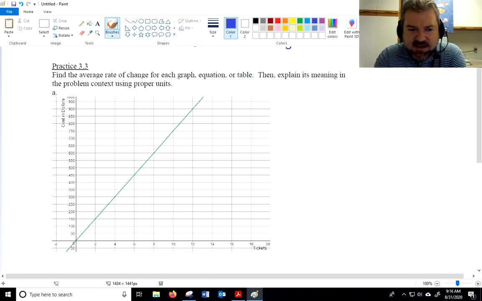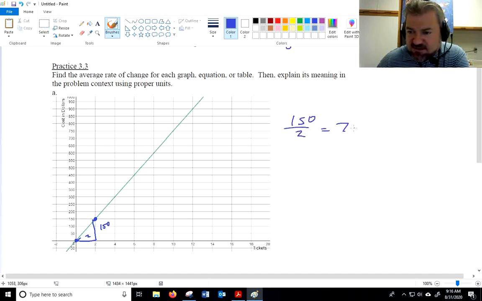So the average rate of change can be calculated directly from the slope of this line. I'm going to use a couple lattice points. I'll use this point here, and I'll use 0 because it goes through 0, 0. So it appears as if when I increase from 0 to 2 tickets, I go up 150 on the cost in dollars. So if I divide 150 by 2, I get $75 per ticket.